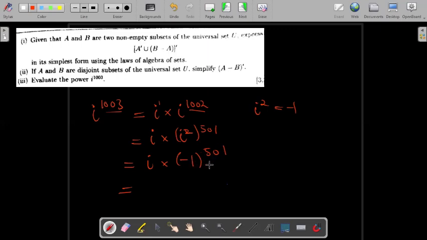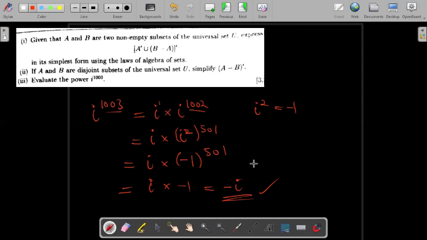501, this is an odd power. Since it's an odd power, I know that if I raise any negative value to an odd power, it will give me a negative value. So what this means is that I'll just get i, and on this side I'll still get -1. I multiply these two, and it gives me negative i. So this is my answer.